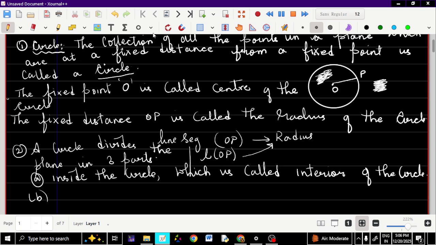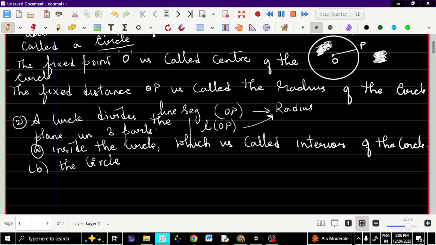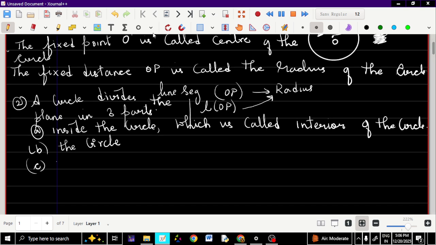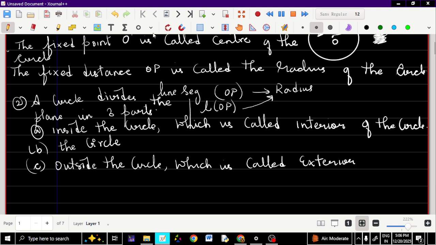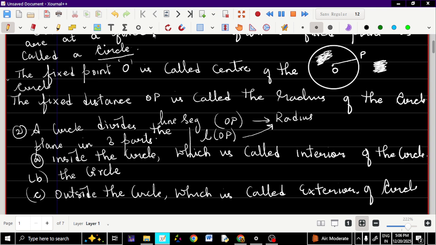Second part is the circle itself. That is the boundary of the circle. Okay. So that is the second part. And the third part is outside the circle, which is called exterior of the circle. So these are the three parts of the circle. Interior, which is the inside region, the boundary of the circle, that is the circle itself, and the outside region, which is called exterior of the circle.